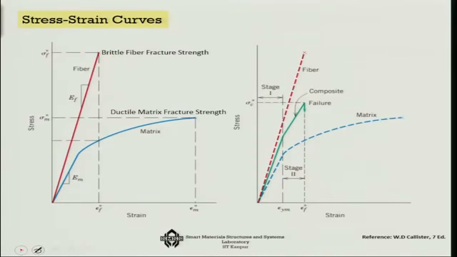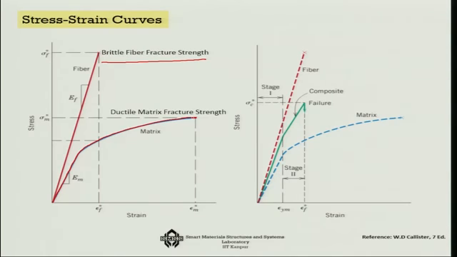So this is the stress strain curve. Just now I was telling you that the fiber is very brittle, so that is its stress strain curve. You can see one straight line and snap. On the other hand, the matrix is very ductile, so it actually continues for a good amount of time.